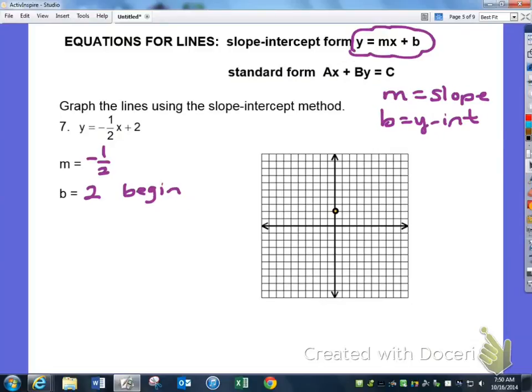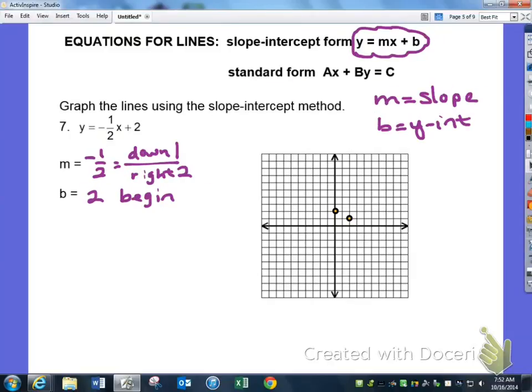Okay, the m stands for slope, or how you move. You're always going to move left to right, but the top number, or the negative or positive, whatever it is, this one happens to be negative, means we're going to go down 1 and right 2. You're always going to move to the right. The bottom number always goes to the right. The top number either goes up or down. So let's go ahead and put a dot. If we go down 1 over 2, put a dot there.